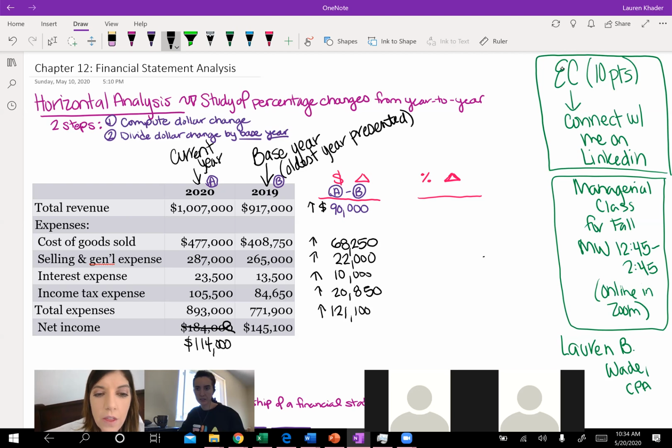So the increase in expenses was higher than the increase in revenue for the period, and you can see that here. All of our expenses increased this year. Our expenses increased by more than the increase in revenue, so our net income actually decreased year over year. It went from 145,100 to 114,000, a decrease of 31,100. It's not going to be a net loss because they still have profit. It's still profitable, but it's less profitable than it was last year.